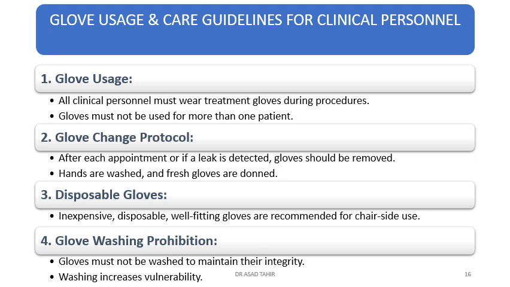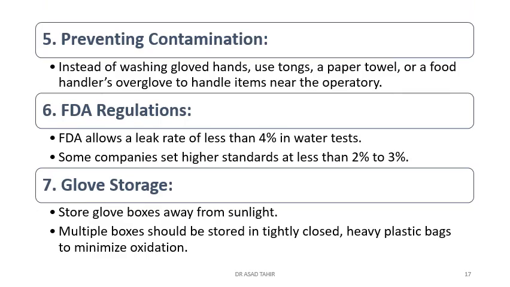3. Disposable gloves. Inexpensive, disposable, well-fitting gloves are recommended for chairside use. 4. Glove washing prohibition. Gloves must not be washed to maintain their integrity. Washing increases vulnerability. 5. Preventing contamination. Instead of washing gloved hands, use tongs, a paper towel, or a food handler's over glove to handle items near the operatory.